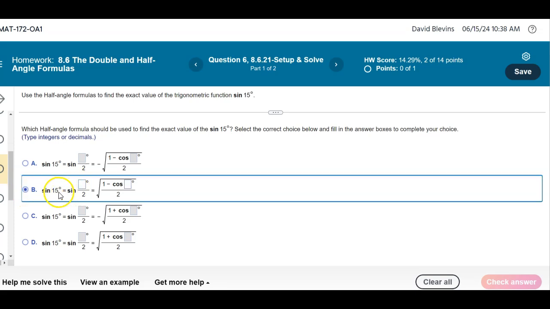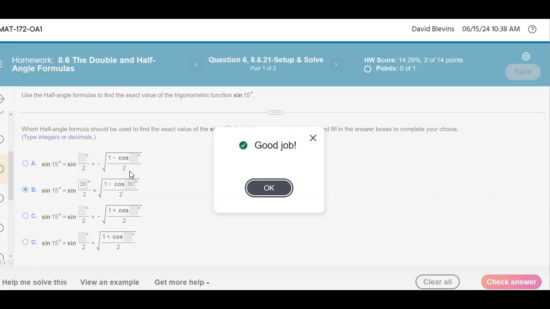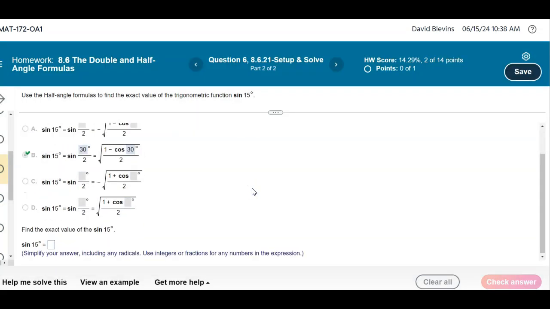All right, 15 is half of what angle is what is basically asking. So the sine of 15 is equal to the sine of something, and this something is a number divided by 2. Well, 15 is 30 divided by 2. And so whatever we put here is also what we put here. So that's the way we would use that part of the answer box. And then once we've done that, we're supposed to find, okay, what is that?